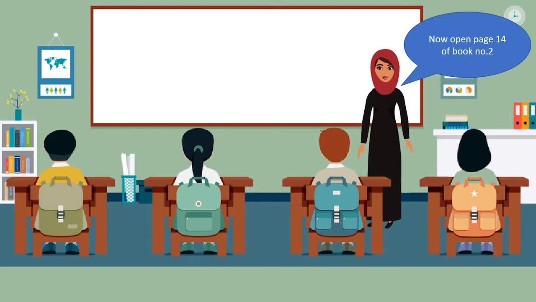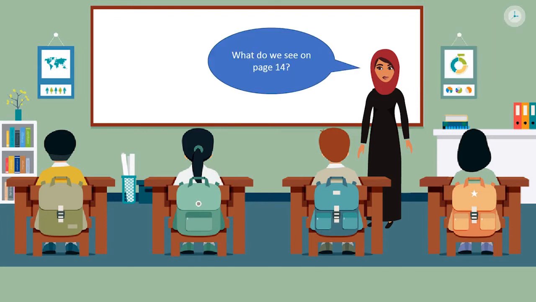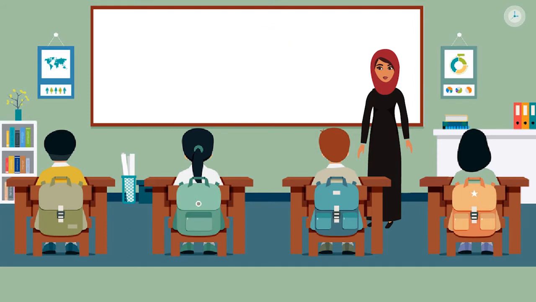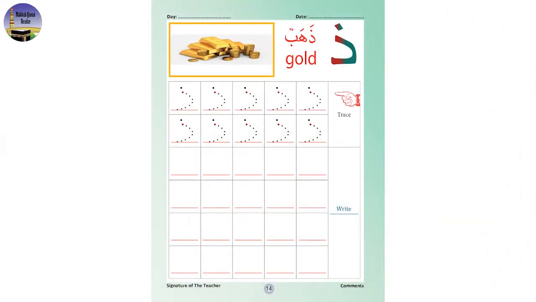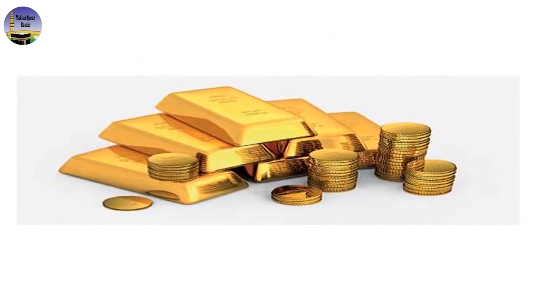Now open page number 14 of book number 2. What do we see on page number 14? Zal. Zal for Zahabun means gold.